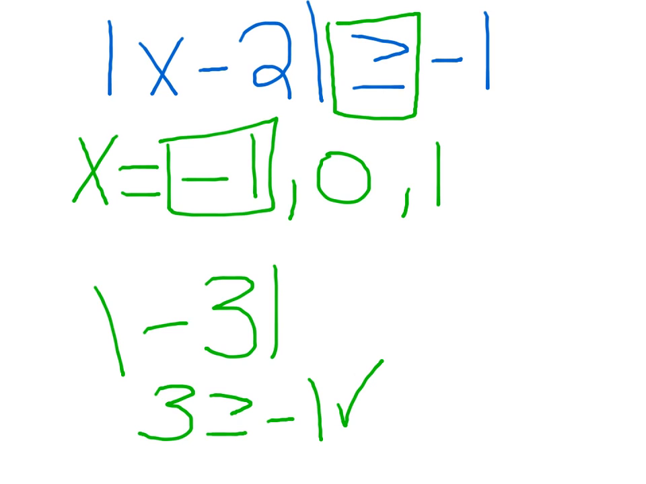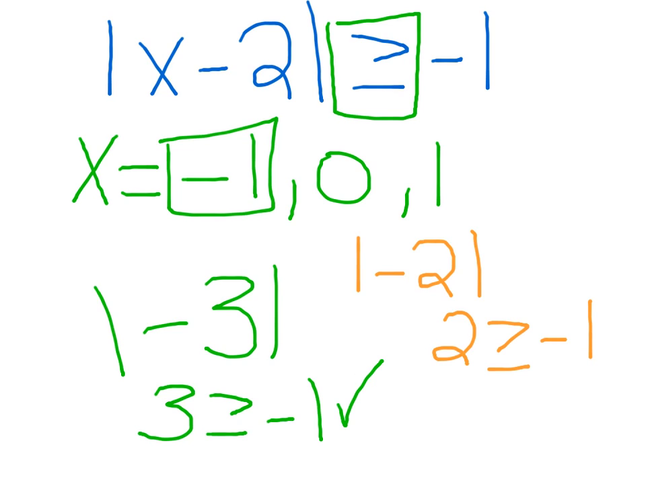Next, let's plug in 0. If we plug in 0, we get 0 minus 2, which gives us a negative 2 in absolute values. Remember, absolute values turn negatives to positives, so this sentence would read 2 is greater than or equal to negative 1. Next, we are going to plug in 1.